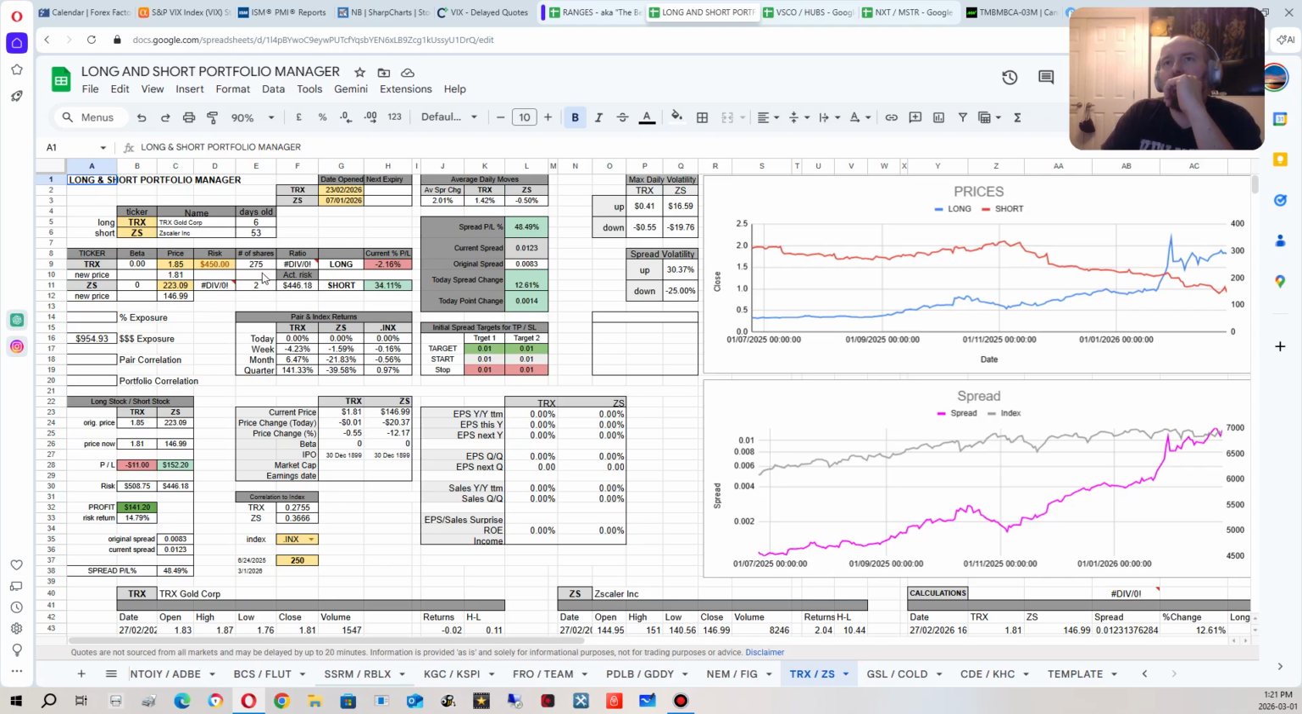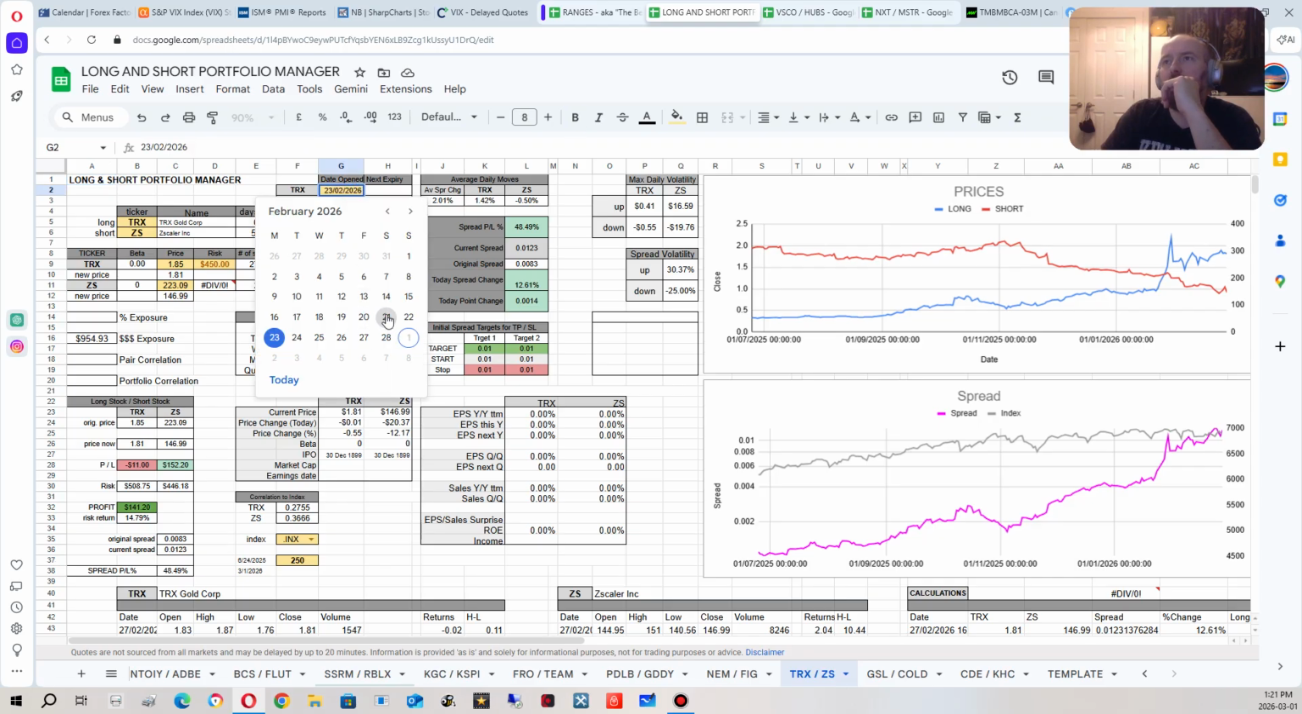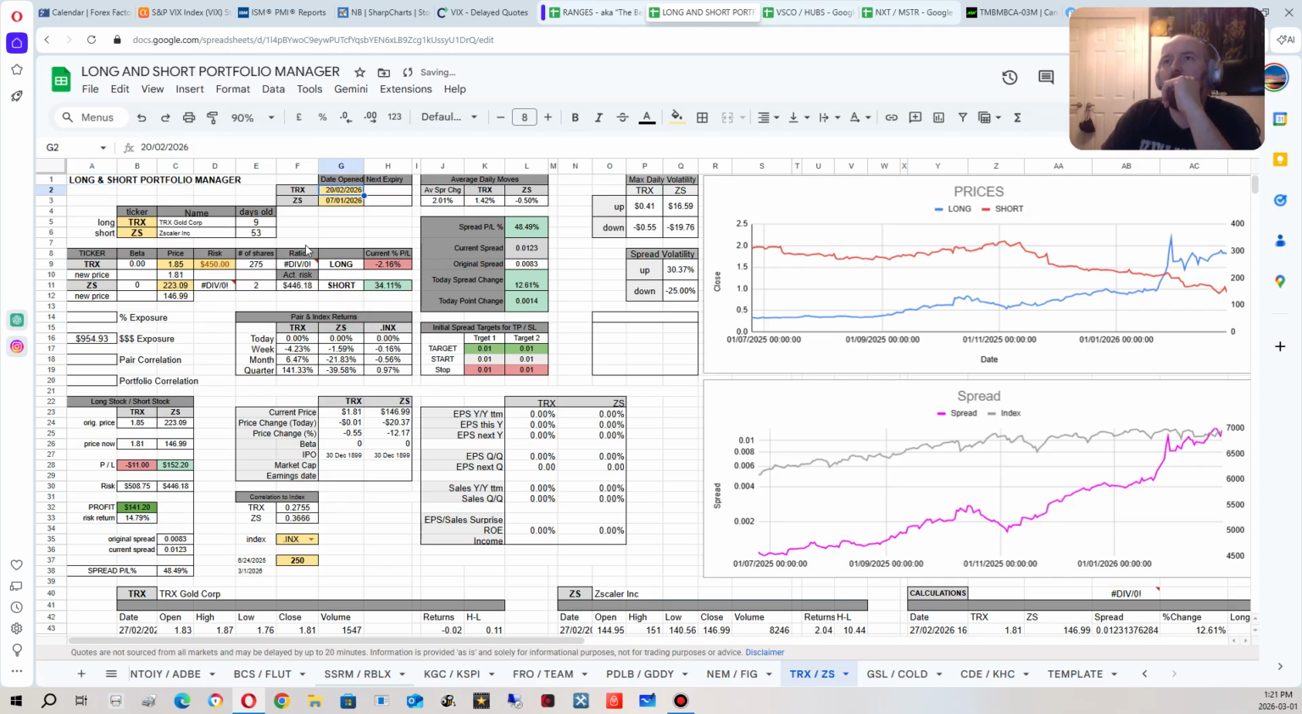TRX, it's only okay. TRX was introduced 6 days ago, probably on Friday. It's not 200 and something days. This is 9 days ago, and it's so far losing 2%. Not the end of the world. You've got to give these things time. And this company being at $1.81 has a lot more room to grow.